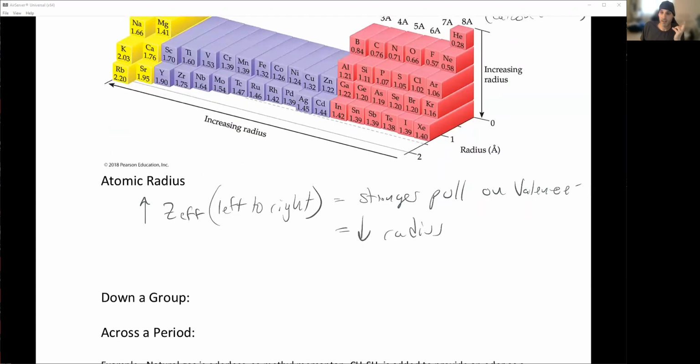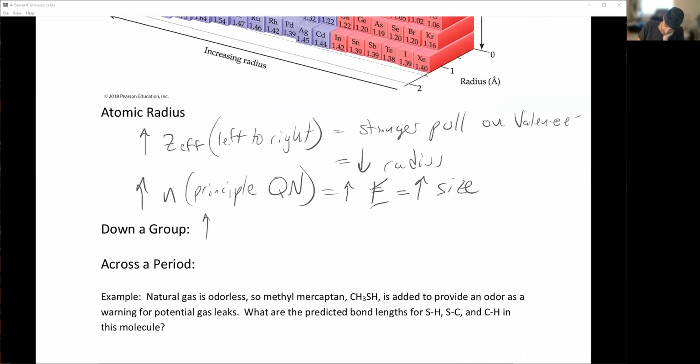Okay. The other value that affects atomic radius is increasing the value of n. And we saw this when we were talking about principal quantum numbers. The increase in n equals an increase in energy equals an increase in size, right? It gets further and further away from the nucleus. So down a group, we see an increase in n equals an increase in radius. Across a period from left to right, we see an increase in Z effective, which equals a decrease in radius.